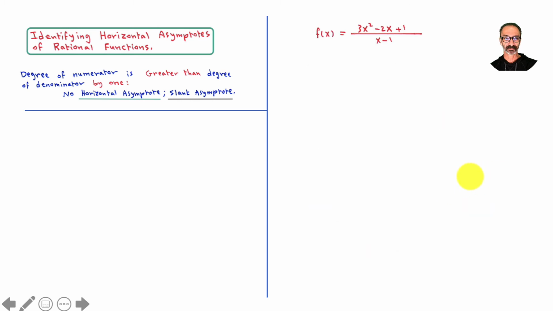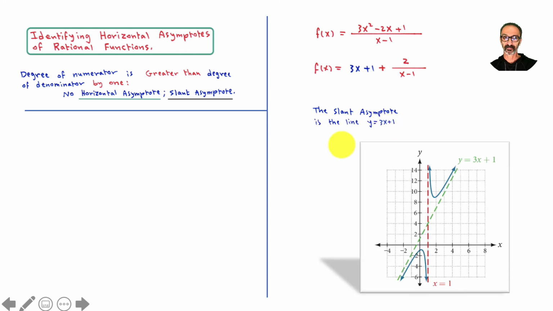Here's another example. 3x to the second minus 2x plus 1 over x minus 1. If you divide long division, we get 3x plus 1 plus 2 over x minus 1. Towards infinity, this will go away, will go to 0. In other words, this will stay with you. So you're approaching a line. You're getting close to this guy, which is 3x plus 1. The slant asymptote is the line y equals 3x plus 1.